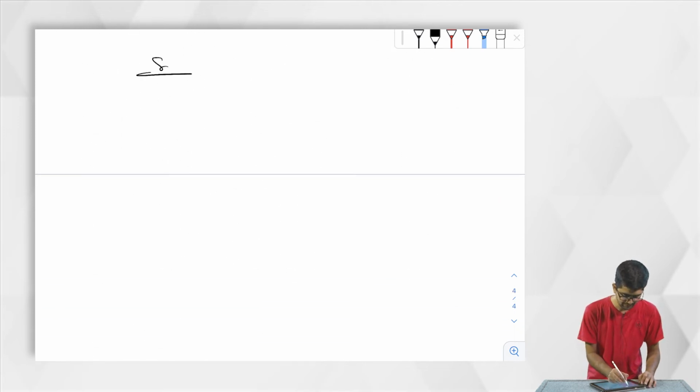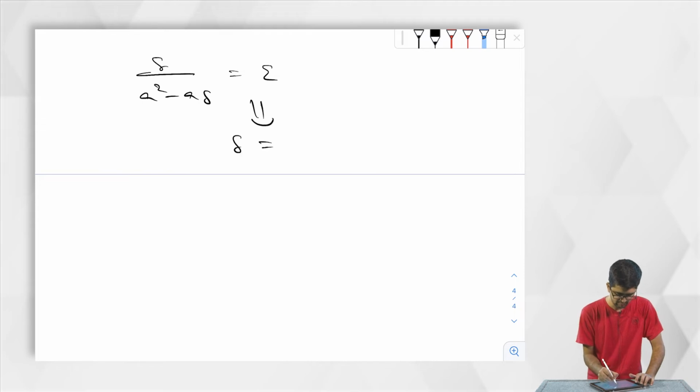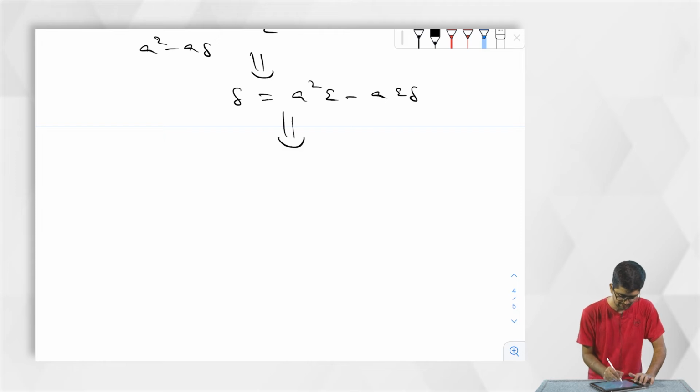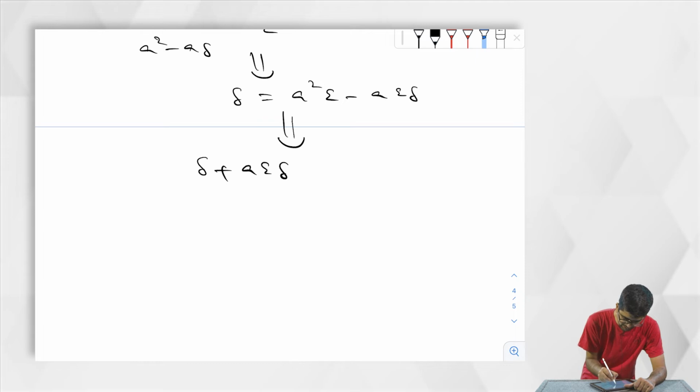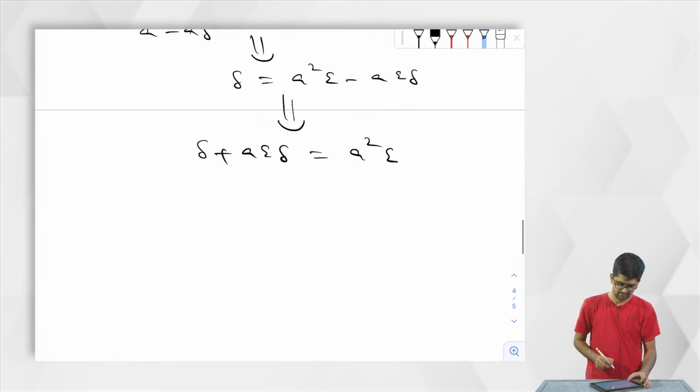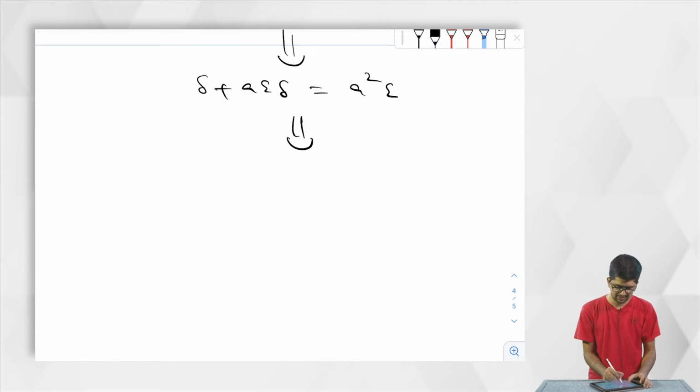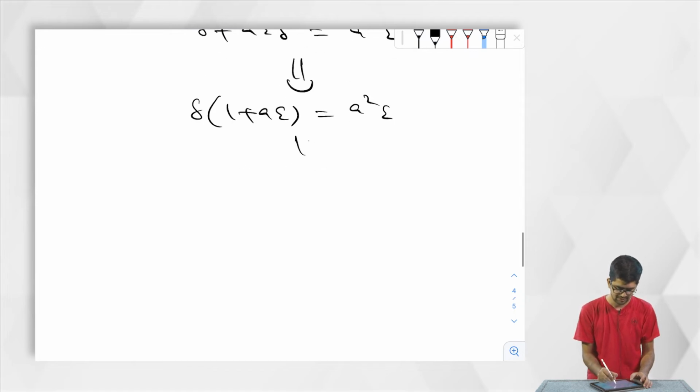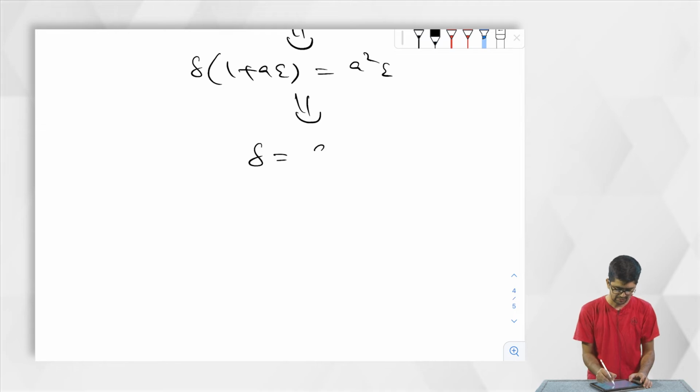So we are looking for delta over a squared minus a delta to be equal to epsilon, and this is the same as delta equals a squared epsilon minus a epsilon delta. This is the same thing as delta plus a epsilon delta equals a squared epsilon. Again this is the same thing as delta times (1 + a epsilon) equals a squared epsilon. So delta is equal to a squared epsilon over (1 + a epsilon).